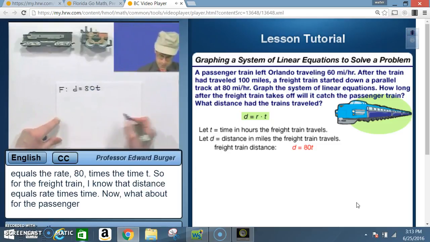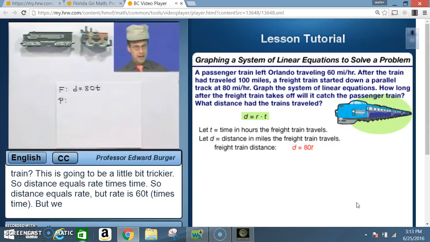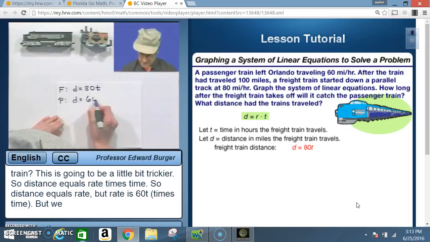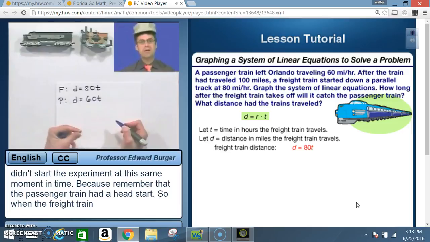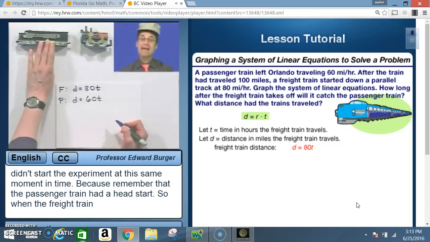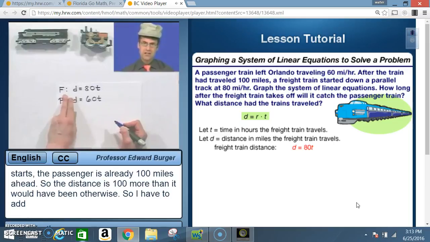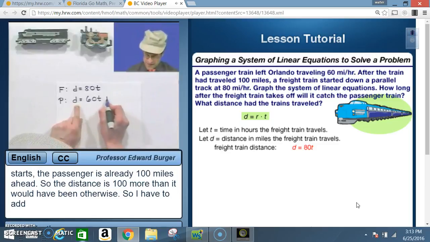Now, what about for the passenger train? This is going to be a little bit trickier. So distance equals rate times time. So distance equals rate, but rate is, in this case, 60t times time, but we didn't start the experiment at this same moment in time, because remember that the passenger train had a head start. So when the freight train starts, the passenger train is already 100 miles ahead. So the distance is actually 100 more than what it would have been otherwise. So I have to actually add 100.